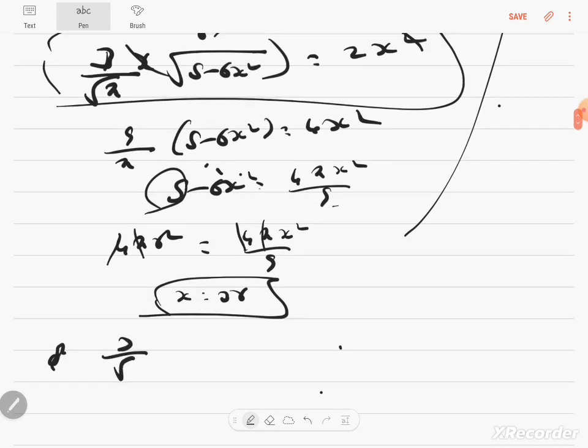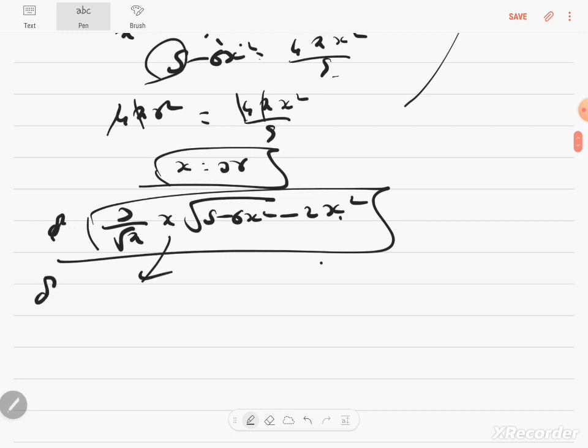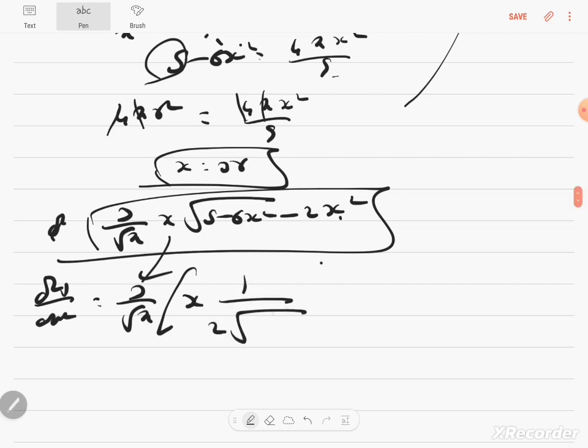3 by root π into x into root of (S minus 6x²) minus 2x², and this is the differentiated value, which you have to double differentiate, d²V by dx², where 3 by root π is a constant. The first one stays as it is, and the second one, differentiating, is 1 by 2 into root of (S minus 6x²). There will already be a minus sign here because it's minus 3. So therefore it will become minus 12x, and that will become a plus 12x by the chain rule, and this becomes a minus 4x.